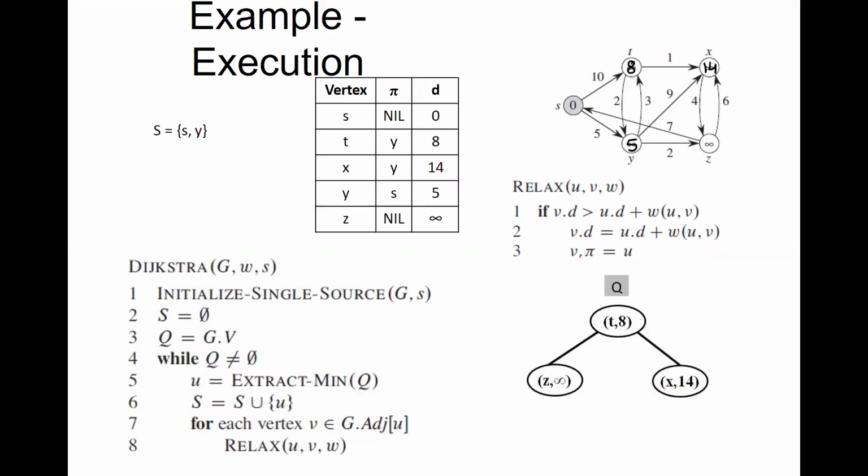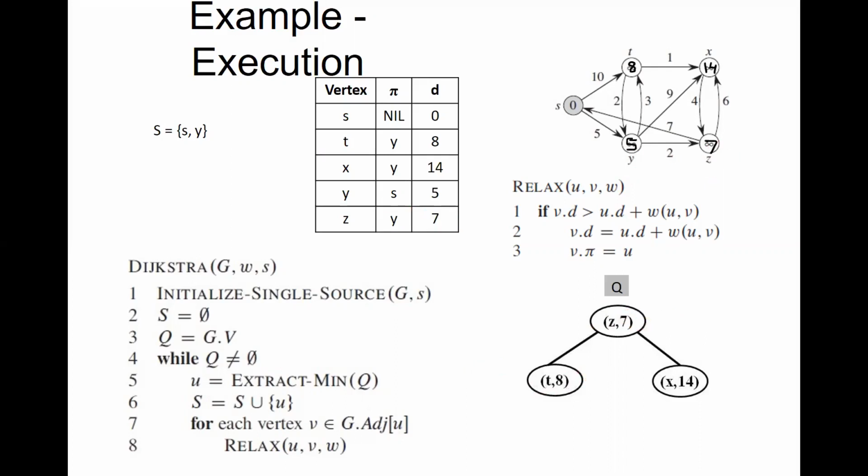Now the adjacent to y is the z vertex. For the z vertex, the distance will be 5 plus 2, 7. This will be updated to 7, and the predecessor of that will be y. When this is being updated to 7, it is violating the min heap property. So t comma 8 will come to this side, and z comma 7 will go to the upper end of this. So this priority will be updated.